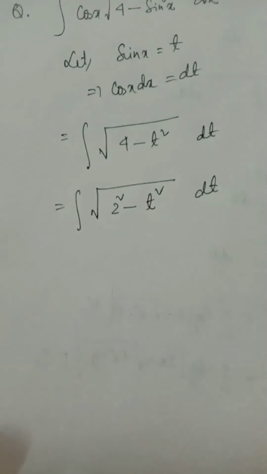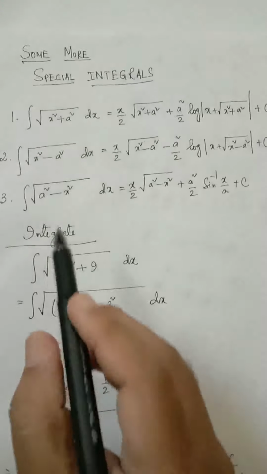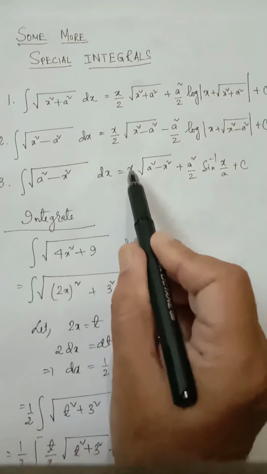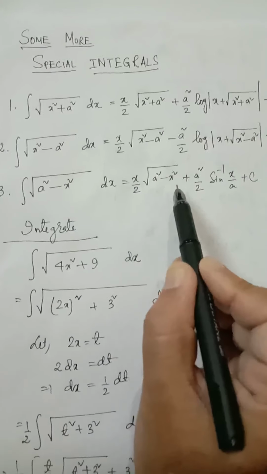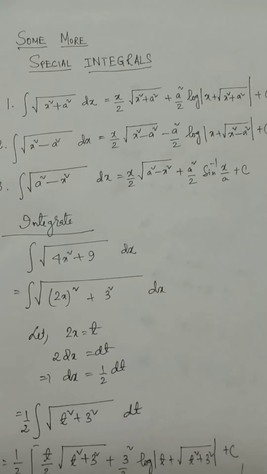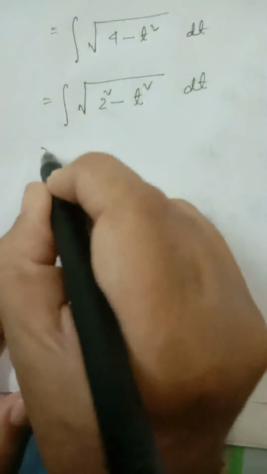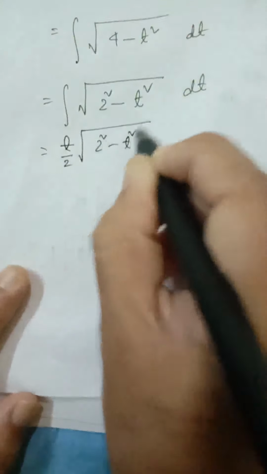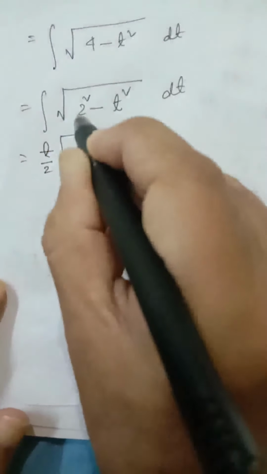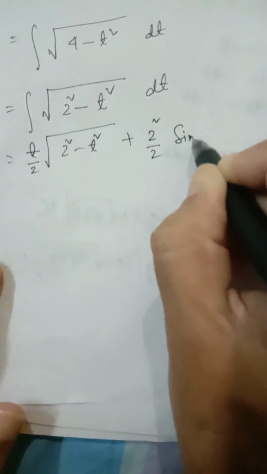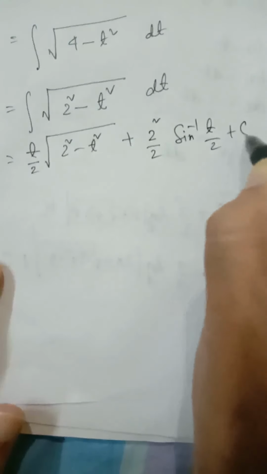Now this integral is of the form root over a square minus x square, which is equal to x by 2 into root over a square minus x square plus a square by 2 sin inverse of x by a. And now using this, we get this equal to t by 2 into root over 2 square minus t square plus a square by 2 sin inverse of t by 2 plus c, where a is here 2.